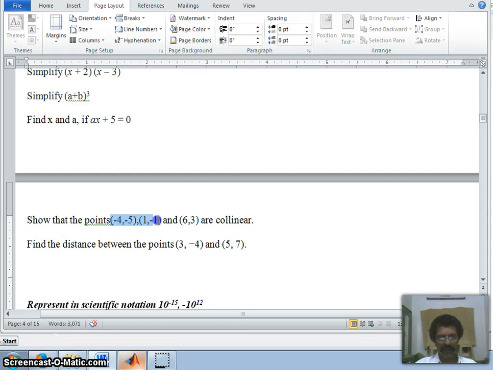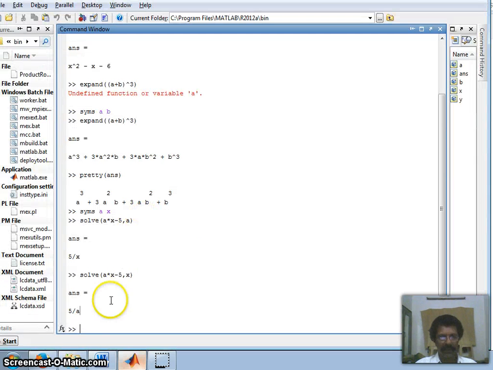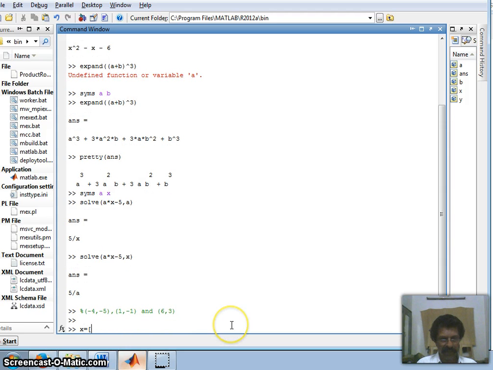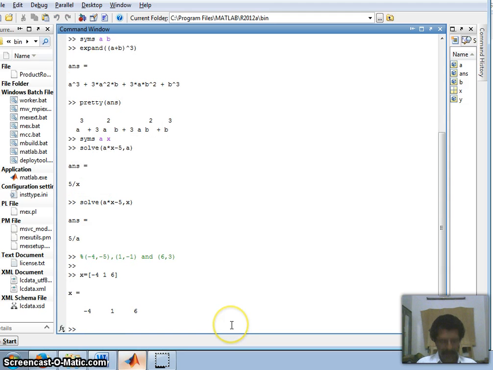Collinear means they all fall on the same straight line. So here the points are minus 4 comma 5, 1 comma minus 1, 6 comma 3. I will note them down here. These are the points I want to show as collinear. First I will take x as a vector with x coordinates minus 4, 1 and 6. These are my x coordinates. And for my y vector, I will take the y coordinates: the first one is 5, the second one is minus 1, and the third one is 3.